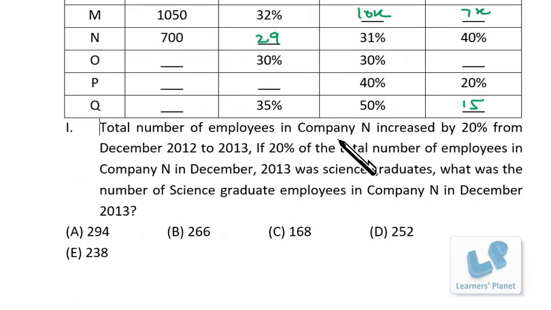Total number of employees in company N increased by 20% from December 2012 to 2013. Company N, 20% increase, right? So as of now it is 700, so 20% increase means 840, right? 20% is 140, so the new size is 840. And 20% of it is science graduate. So we just have to find out 20%. Simple.